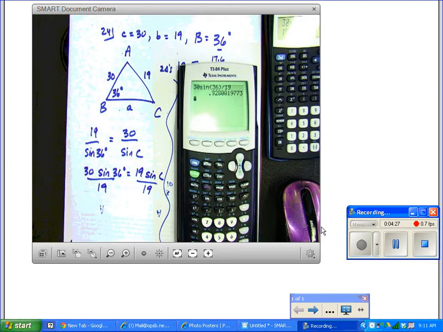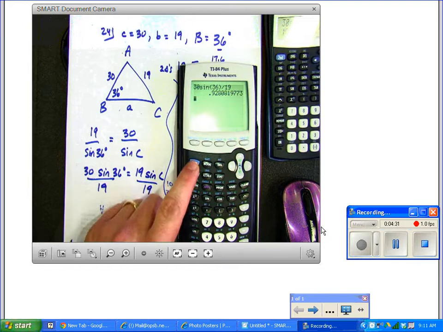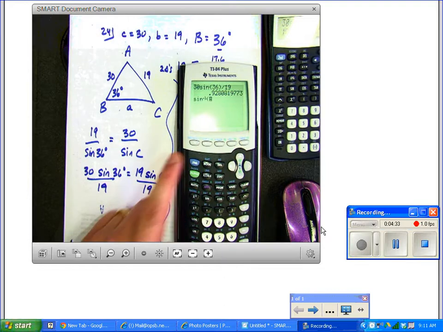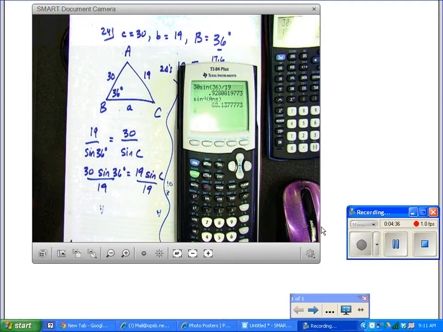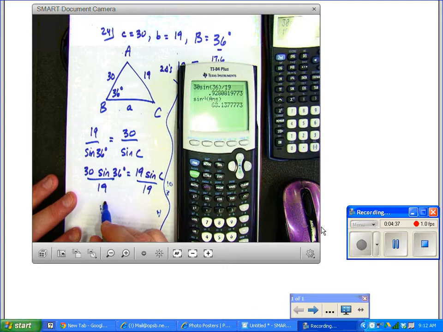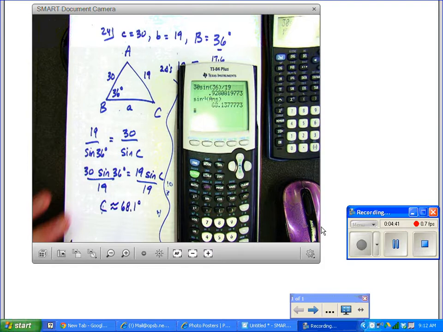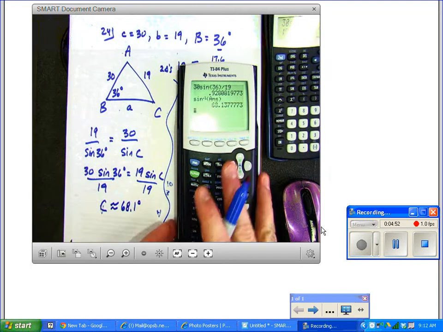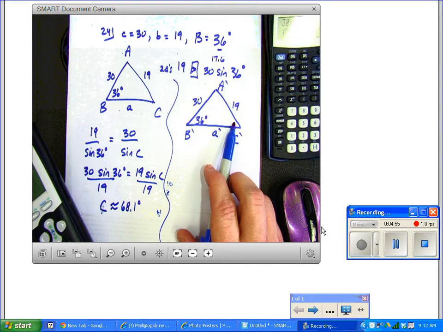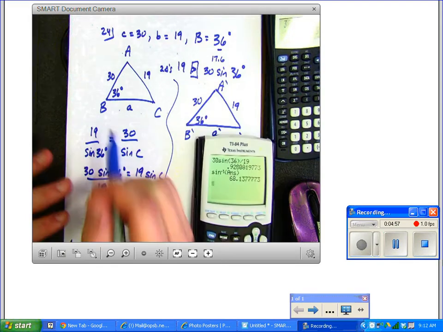All right. So now, that's not C, that's the sine of C. So we're going to do inverse sine of it. All right. So now we get angle C here is about 68.1 degrees. Okay. Now, immediately what we should do is find C prime, by subtracting that from 180. Okay. So now we're going to know what that angle is. Okay, let me write these up here.